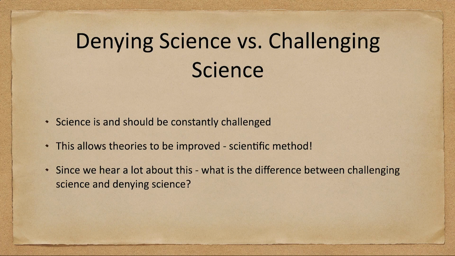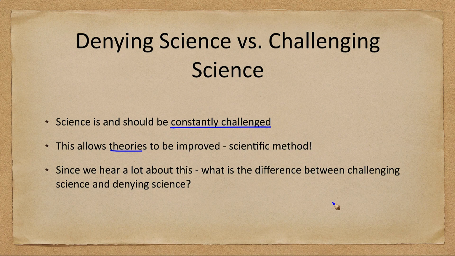As a starting point, we want to look at science. What is science and what is challenging science? Science should be constantly challenged. We should always be challenging and debating the status quo in science. That is important because that is how science builds and how we improve our theories. This is what we talked about with the scientific method. So if there is an idea, say general relativity, we want to constantly challenge it and push it to its limits to find out the best theory that we can possibly have.